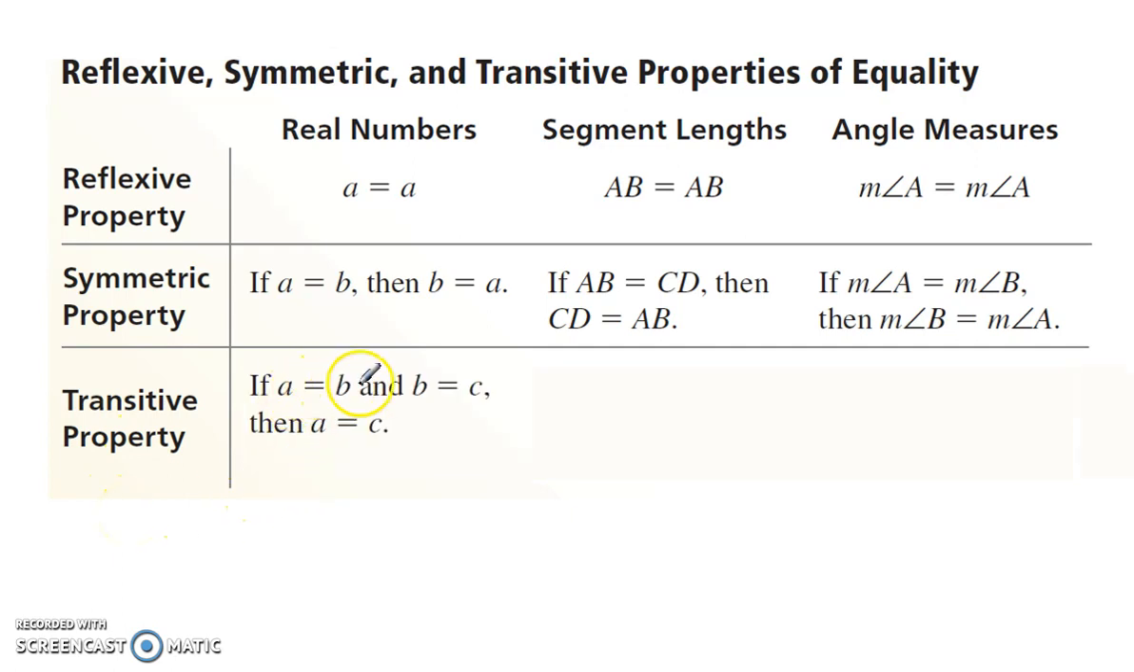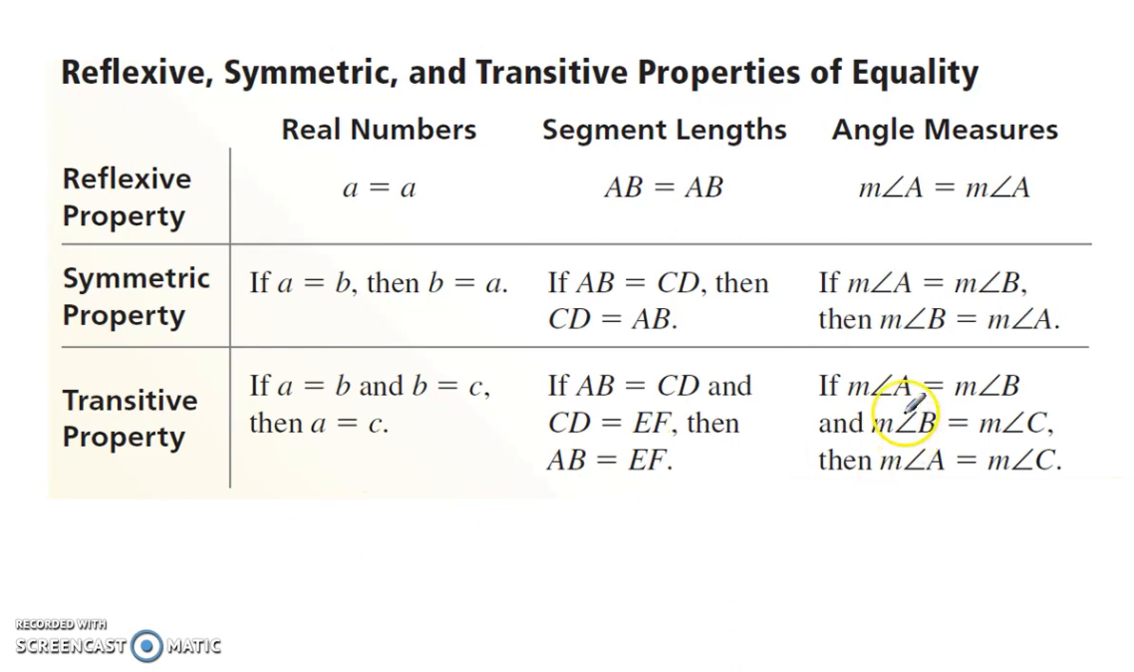So if A is B and B is C, then A is also equal to C. Right? So it works kind of like the law of syllogism, called the transitive property. It works also for segment lengths and angle measures. So if A is B and B is C, then the measure of A is equal to the measure of C.